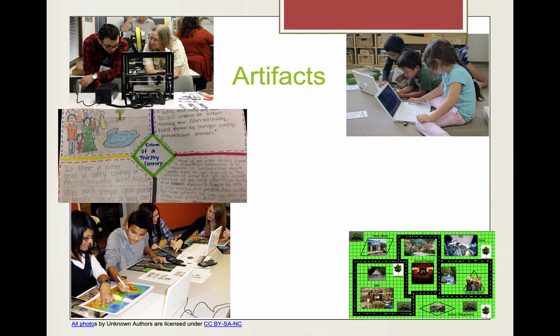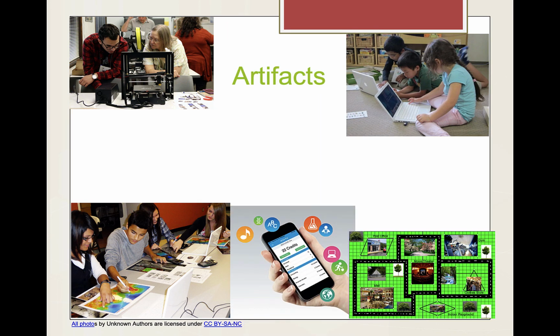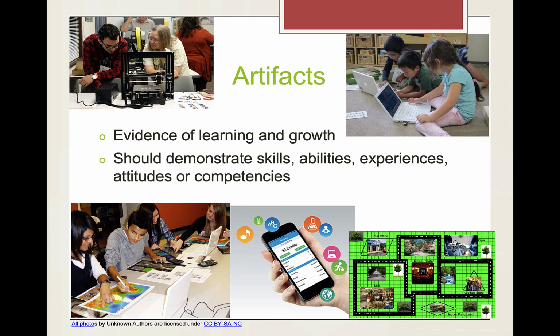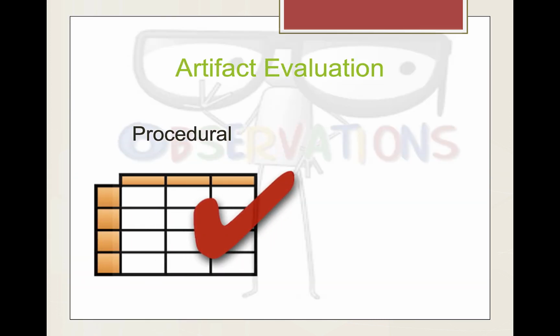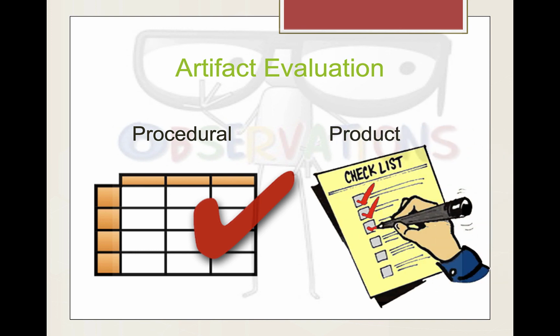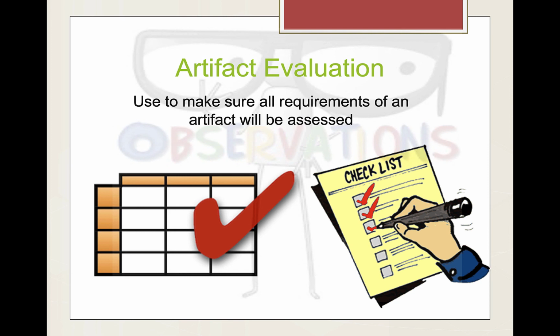Artifacts. There are many types of artifacts. You want to have something that has evidence of growth and learning. They should demonstrate skills, ability, experiences, attitudes, or competencies that are your goal. Artifact evaluation can be procedural, such as watching the steps a student takes to turn on and put data into a digital spreadsheet. It can also be the product itself. So, for example, the product that's a spreadsheet with all the correct calculations. You can use a checklist to make sure all of the requirements of an artifact will be assessed.